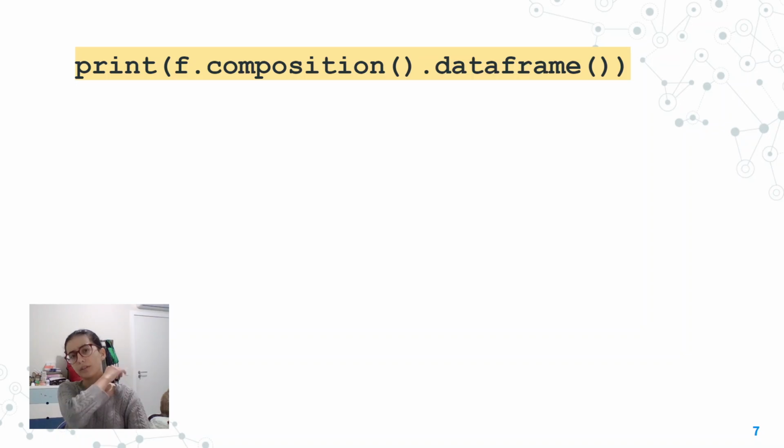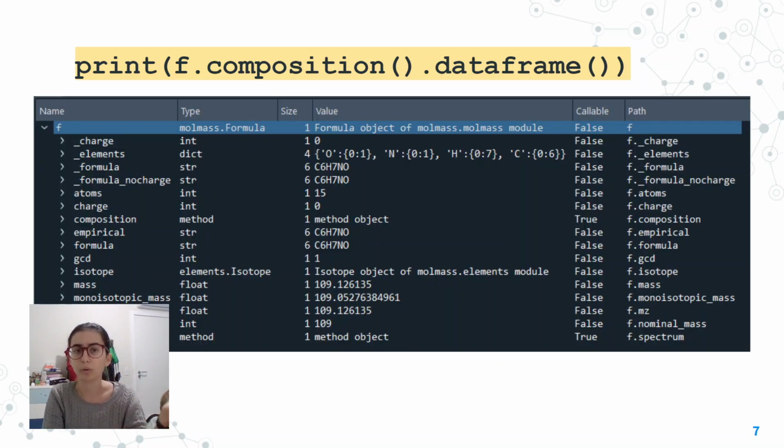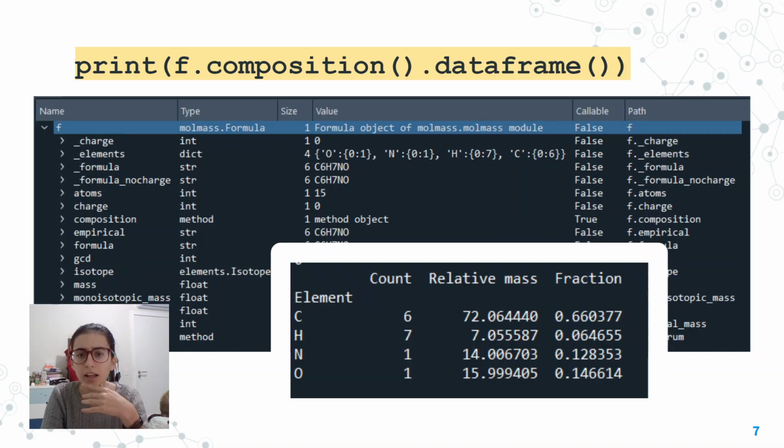You can also print the data frame of the composition of the molecule you wrote. Here is the data frame as it appears on the console, and you can see that there is a lot of information in it. And here is how it shows after it prints, like how I printed it the code. You can see the elements, how many of each, the relative mass, and the fraction, like how much of the molar mass is from that element.